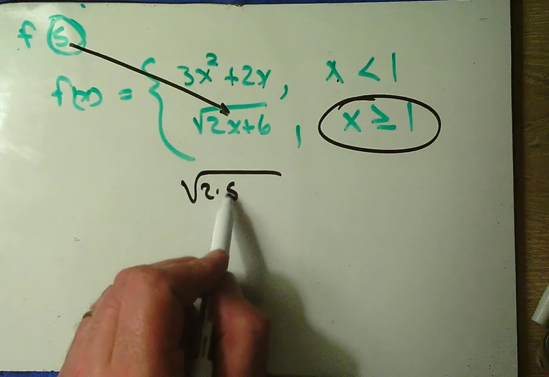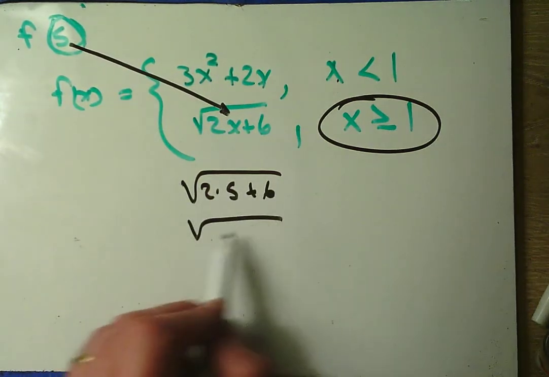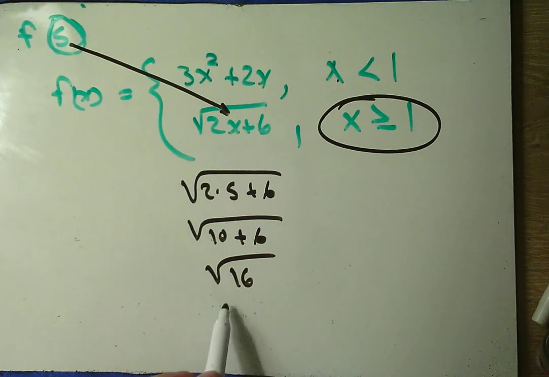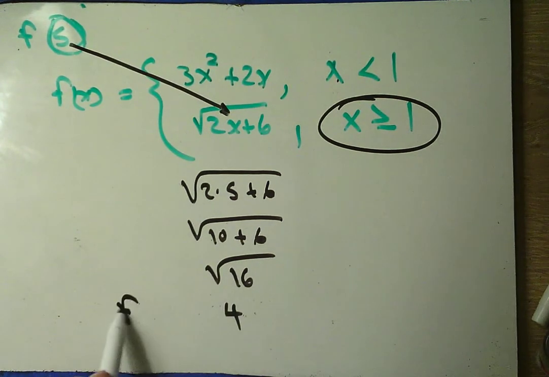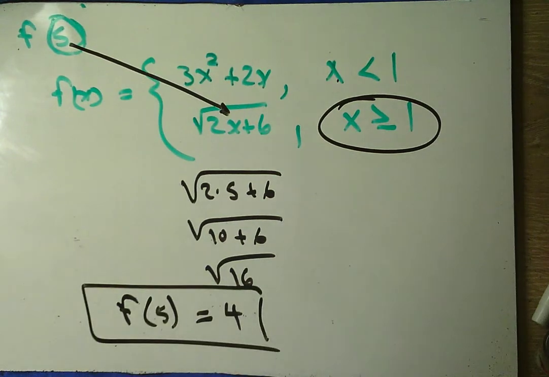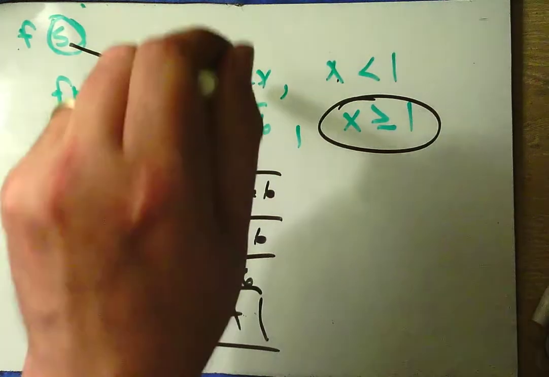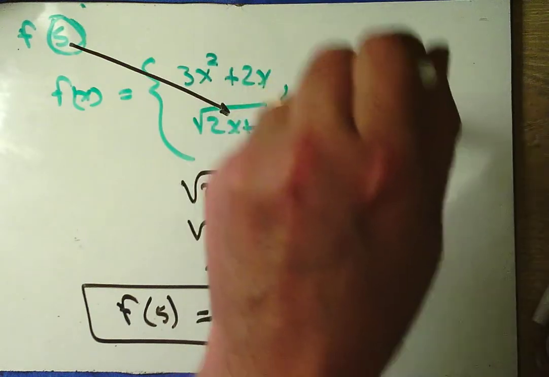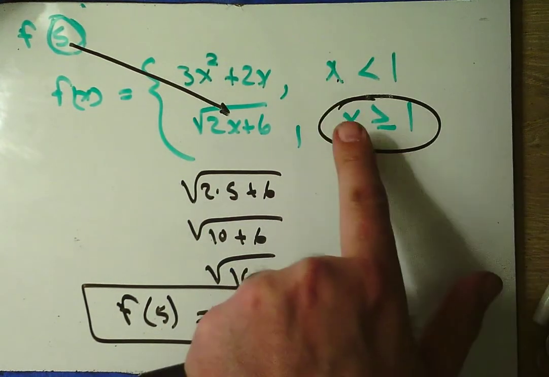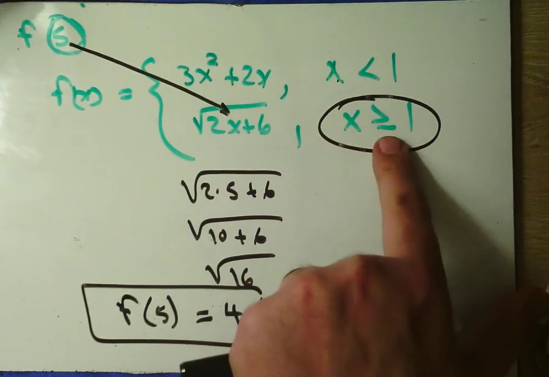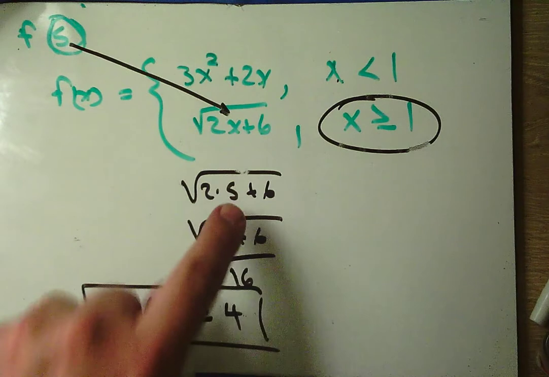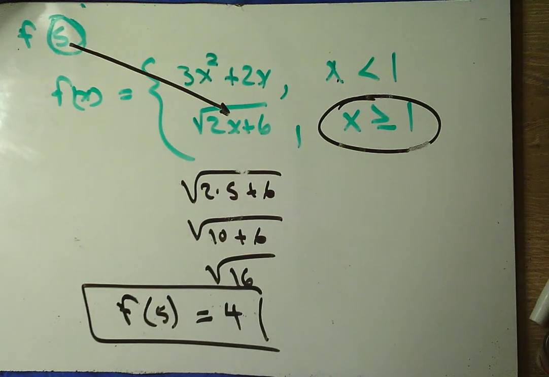I only plug this 5 in here. Square root of 2 times 5 plus 6, square root of 10 plus 6, square root of 16 is 4. So f of 5 equals 4 and only 4. Don't plug that 5 in here. These are just domains that tell us if the number is greater than or equal to 1, you plug that number in here. And that's what we did. So f of 5 equals 4.